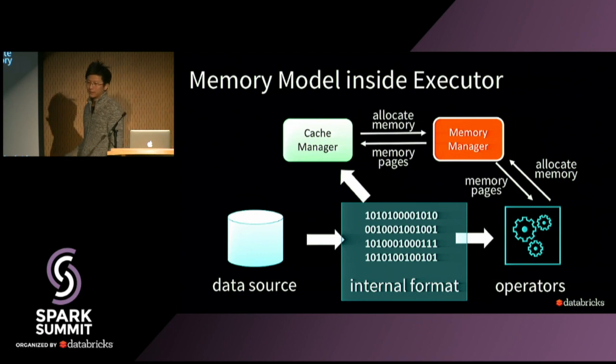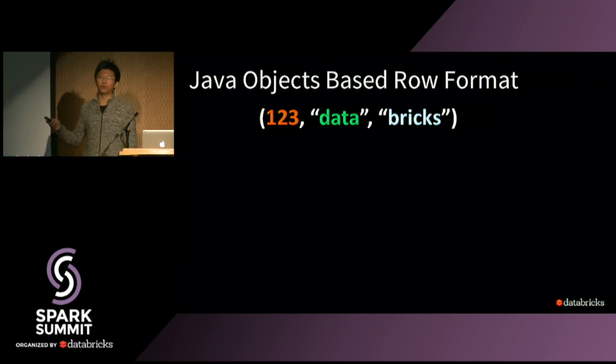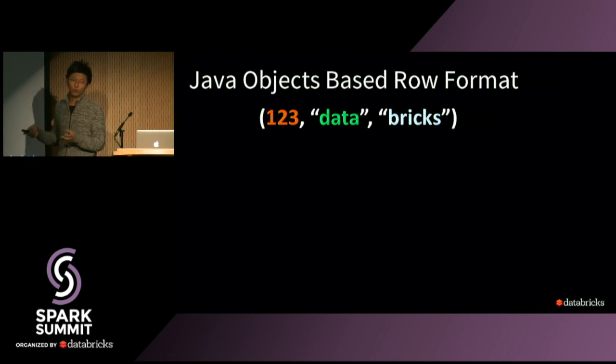Okay, next I'm going to talk about the internal format inside Spark, which means what the data looks like when you load it into Spark memory. A very simple idea is to use Java objects, because Spark is written in Scala and runs in the JVM. So it's very natural to use Java objects to represent data in Spark. Here is an example. For example, I have a record which has 3 columns. The first column is int, let's say 123. And the second and third columns are string type, which are data and bricks.